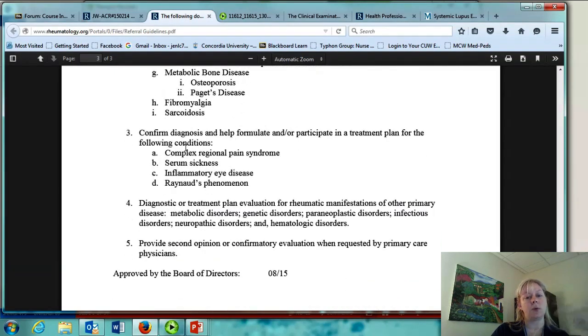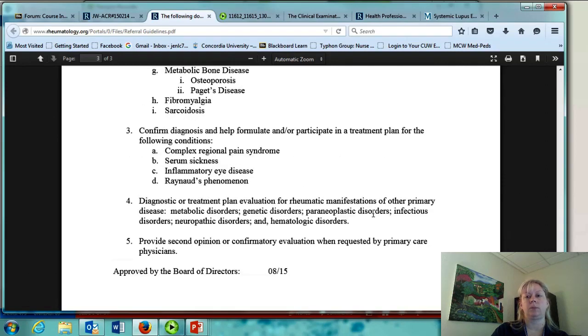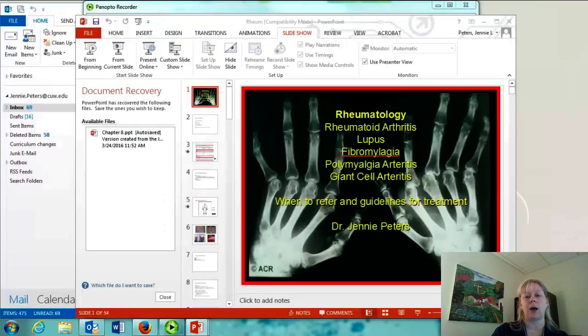Or if you want to confirm a diagnosis and help formulate or participate in a treatment plan for these things, Raynaud's, because we can treat that in primary care. Serum sickness, which I don't really see too much, or provide a second opinion or confirmatory evaluation requested by primary care physicians. All right, so I'm going to go back to the slides.